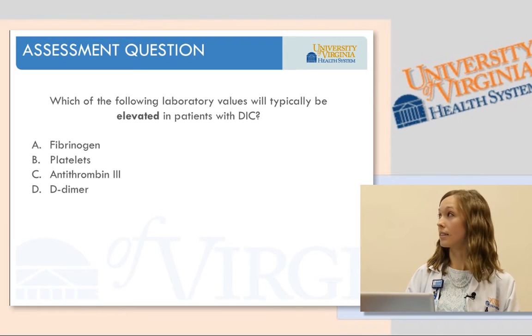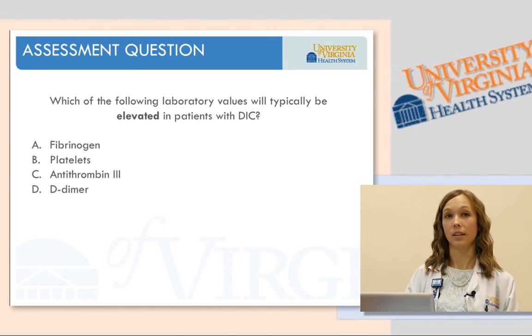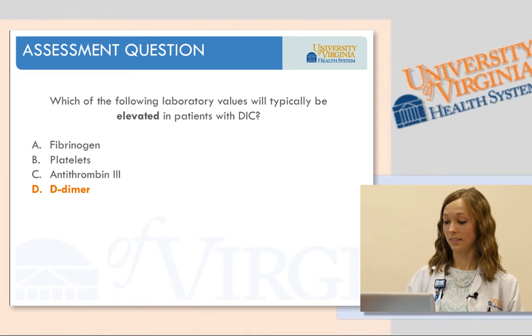Which brings us to our next assessment question: which of the following lab values is typically going to be elevated in patients with DIC? Is it fibrinogen, platelets, antithrombin, or D-dimer? Yeah, D-dimer. Very good.